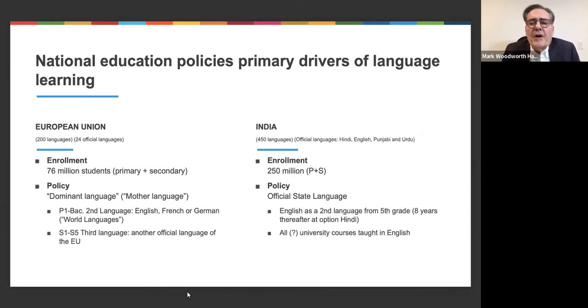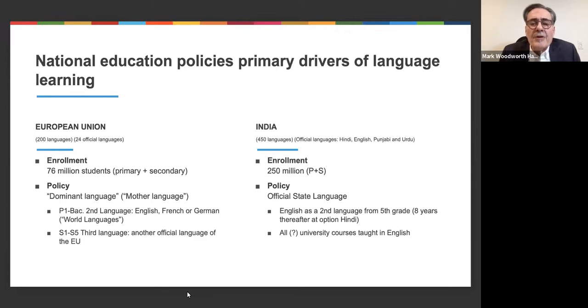National policies of education are the primary drivers of the learning of languages. And in the more homogeneous countries or regions, we can see that education has been clearly legislated and there are policies shared amongst the people. The EU is exemplary and has a very clear guidance to the education ministries in all of the member states that the dominant language should be the medium of primary education. A second language, which would be either English, French, or German, which they call world languages, would be taught from first grade through the end of secondary school. And then a second foreign language would be taught from the first year of secondary for 5 years. And this would be another official language of the EU.